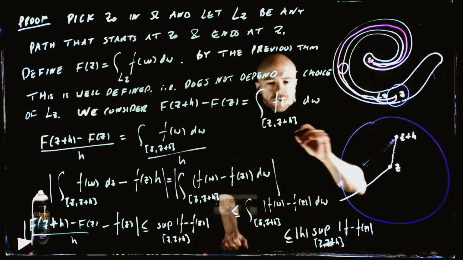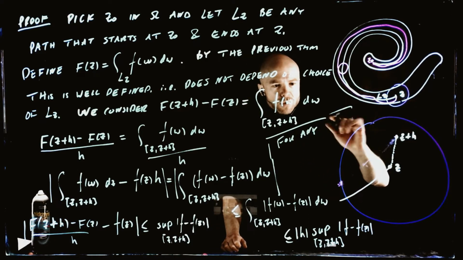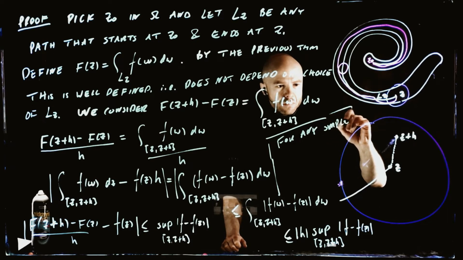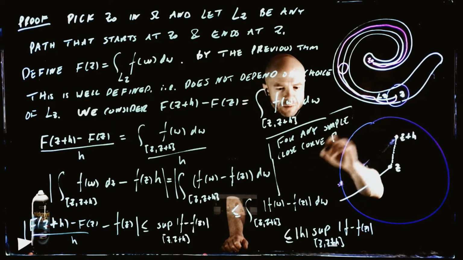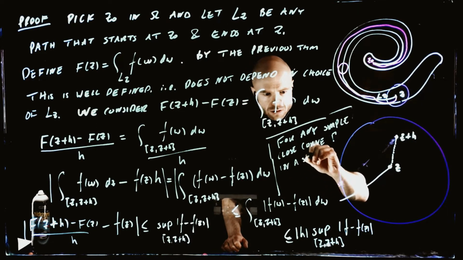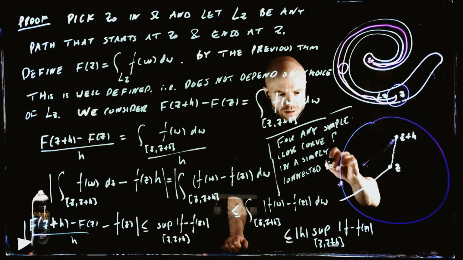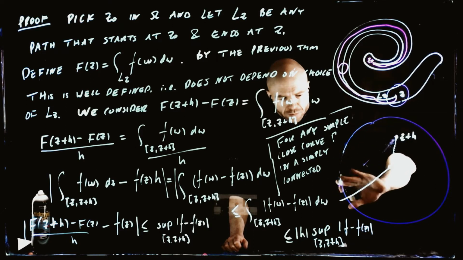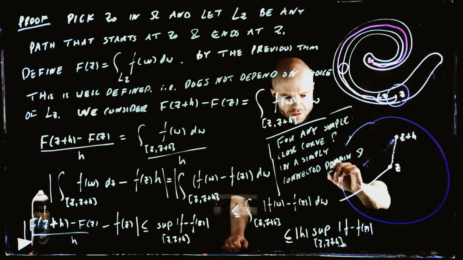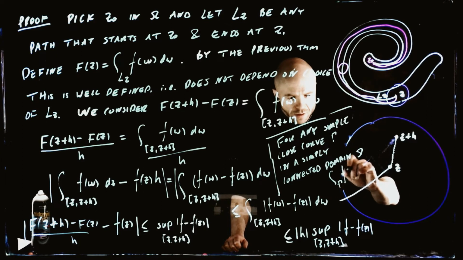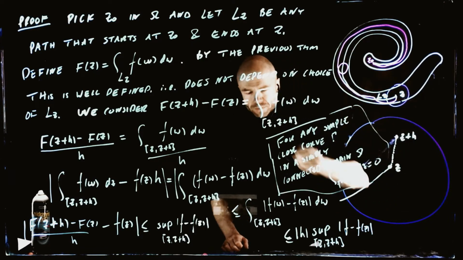So for any simple closed curve gamma in a simply connected domain omega, we have that the integral over gamma of f of z dz equals 0 for any holomorphic function, right? Because we have a primitive, yeah?